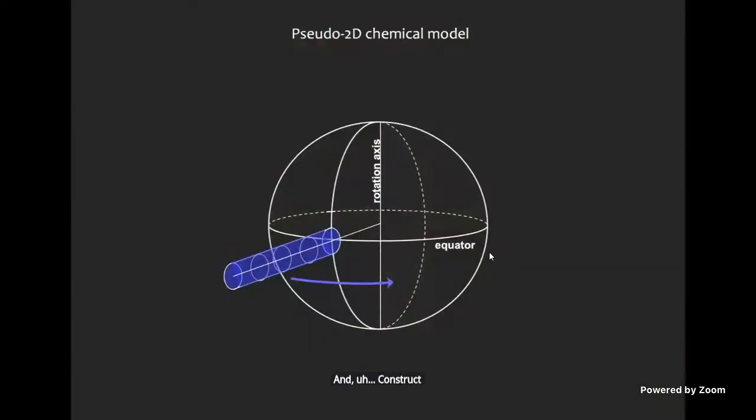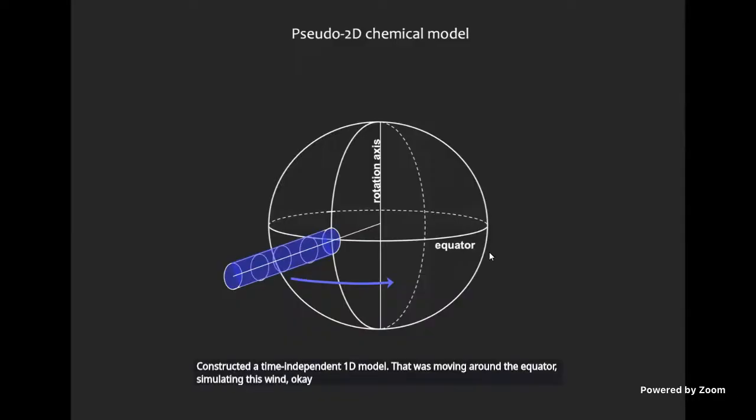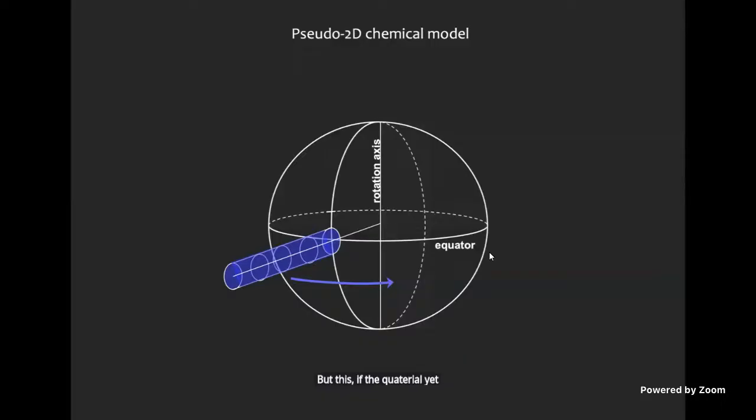So we took advantage of this property, that the dynamics is dominated by this equatorial wind, and constructed a very simple model. Basically we constructed a time-dependent 1D model that moved around the equator simulating this wind. We call it a pseudo-2D model because we were not properly taking into account all the 2D characteristics, but if the equatorial jet indeed dominates, this should be a very good approximation, okay? So this allowed us to go beyond the 1D direction and investigate what happens with longitude, okay?